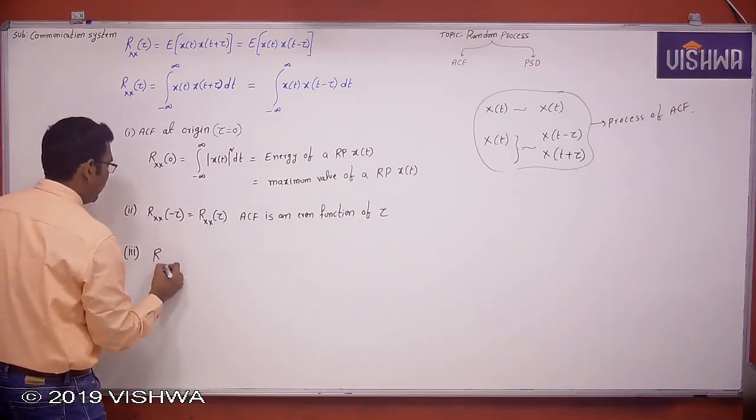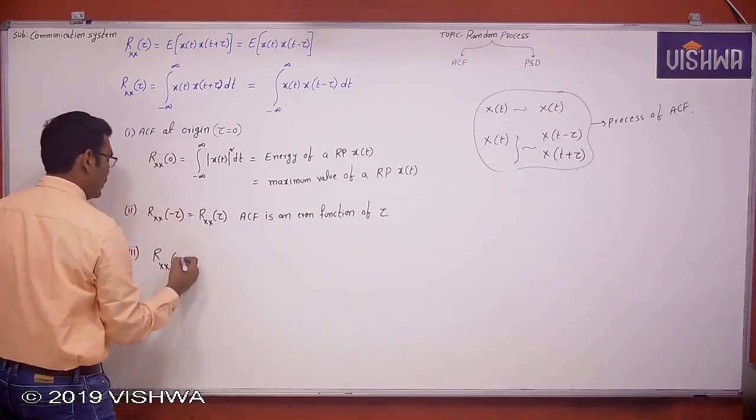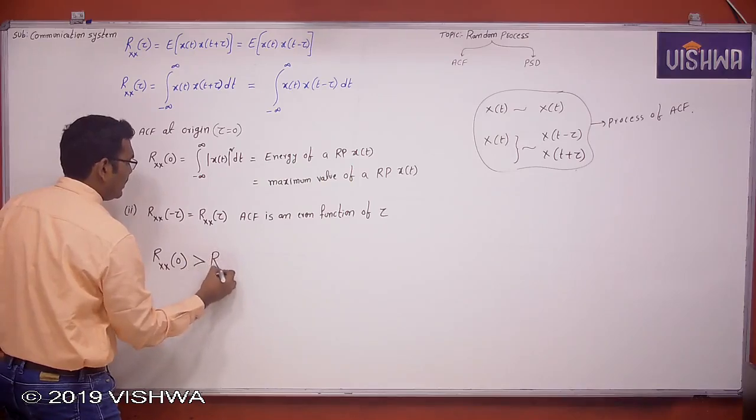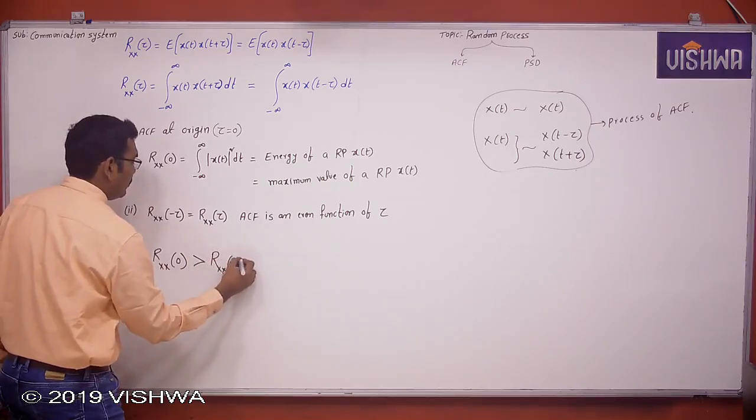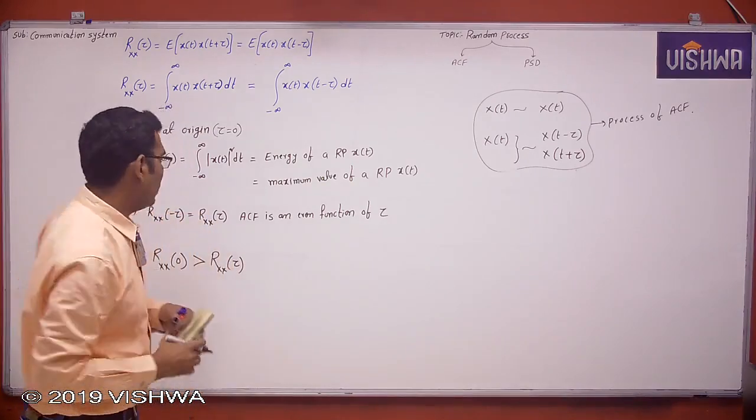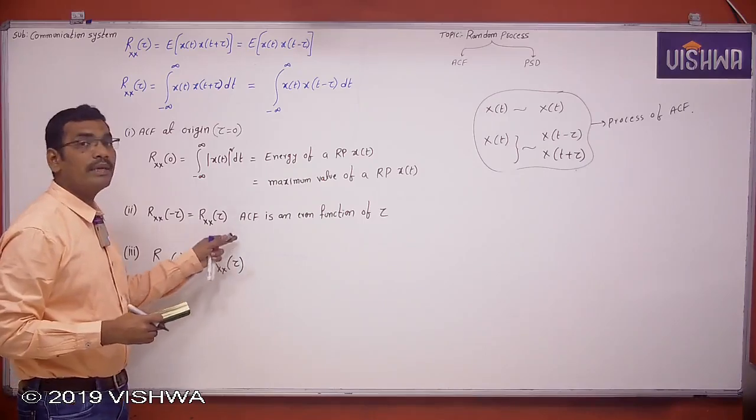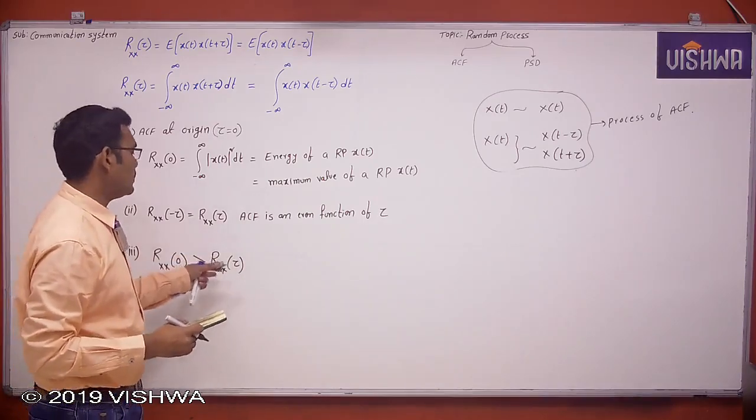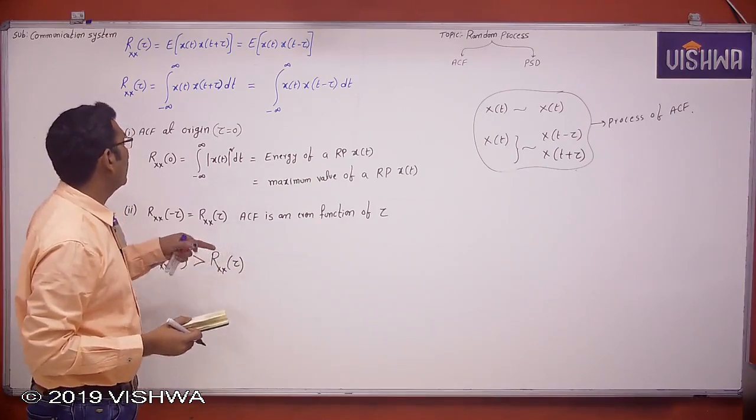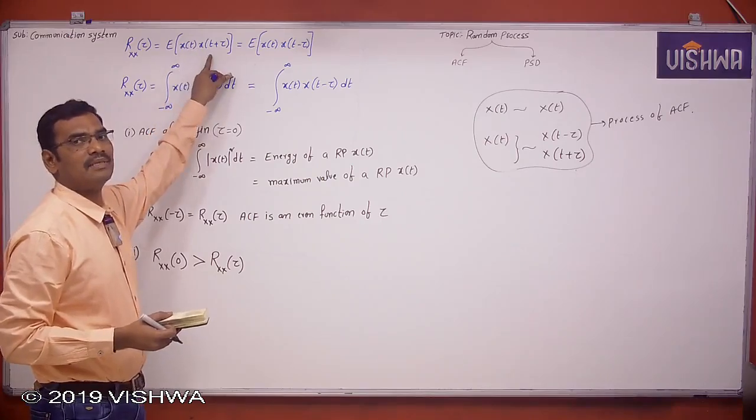Now, the maximum value of autocorrelation function occurs at origin. Therefore, Rxx of 0 is always greater than Rxx of tau, because the maximum value you can get is at the origin. As tau increases, Rxx of tau decreases. The meaning of that is, as tau increases, you can find more similarities between a signal and the same signal with itself.